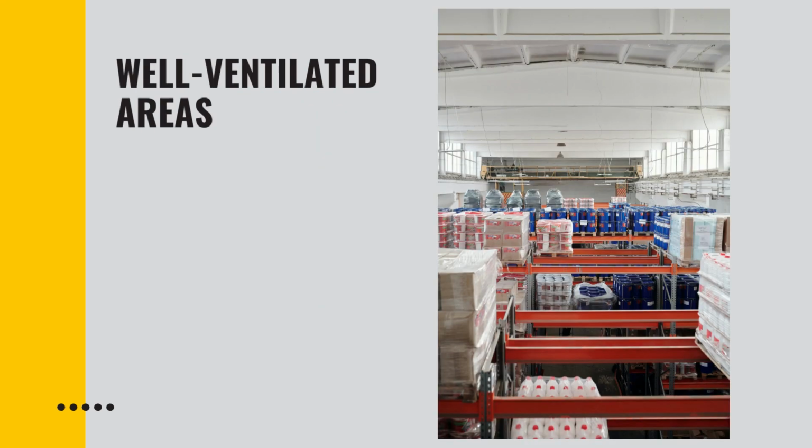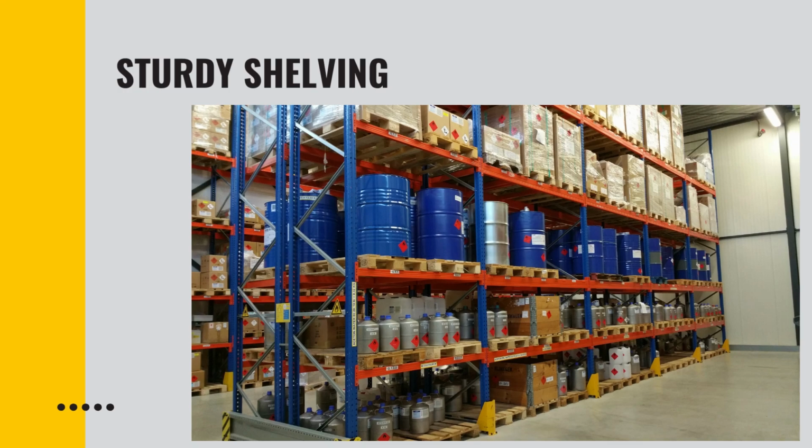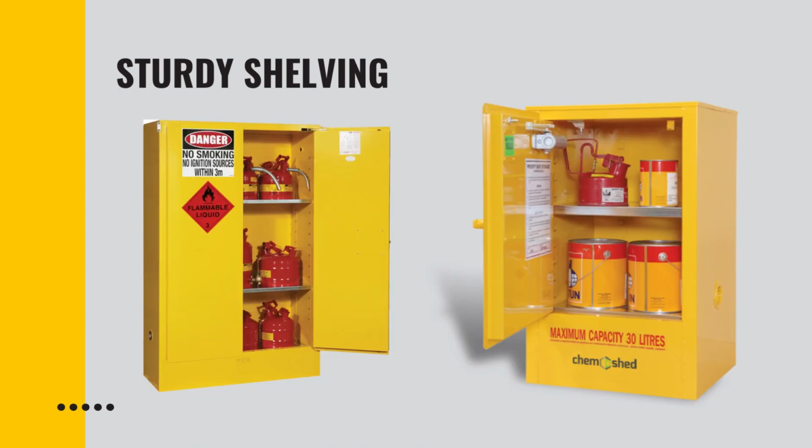Well-ventilated areas. Store chemicals in well-ventilated spaces to reduce the concentration of any fumes or gases. Proper ventilation also helps disperse potential hazards during handling. Sturdy shelving. Use sturdy, spill-resistant shelving to minimize the risk of containers falling or breaking, which can lead to spills and exposure. Keep chemicals organized and separated to prevent accidental mixing.